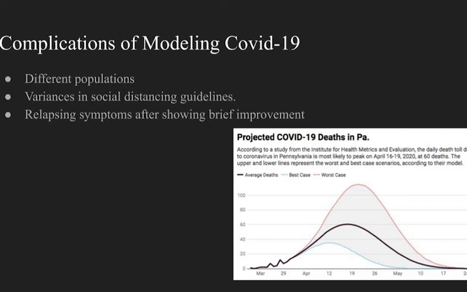Finally, like I brought up before with the SIR model, it seems like relapsing symptoms after showing brief improvement is something that's happening with COVID-19. This makes it much harder to really categorize where people are, and hence makes it harder to predict how this infection is actually spreading. As we saw, the scientific community has a very strong foundation for predicting infectious disease spread. Even so, modeling COVID-19 spread is a very hard task given these challenges.